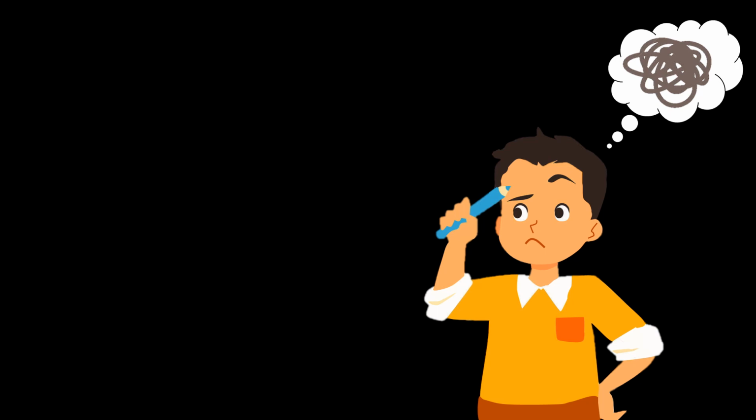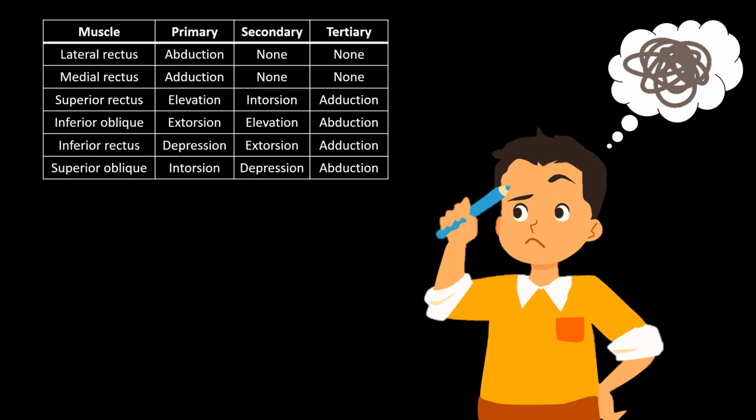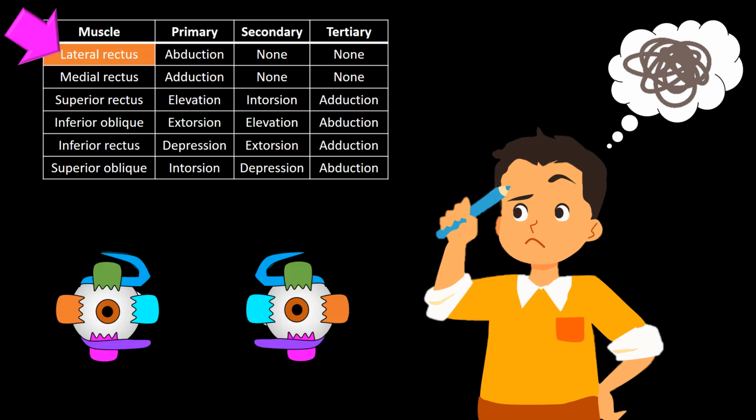The answer to this question is convoluted because it requires a significant amount of background information. Let's start by looking at this table. This table was introduced in a prior video. It displays the extraocular muscles and their functions. Notice that the lateral rectus's only function is abduction.